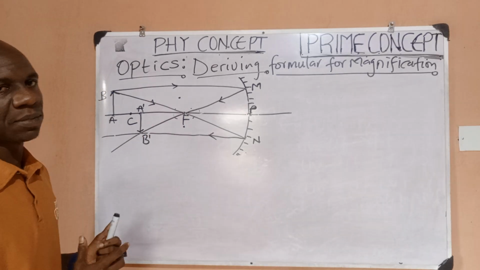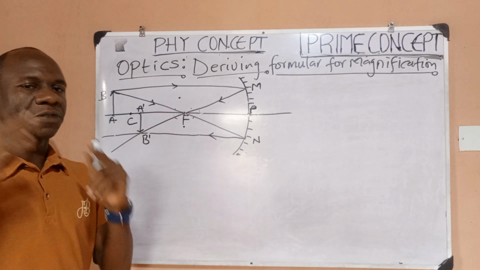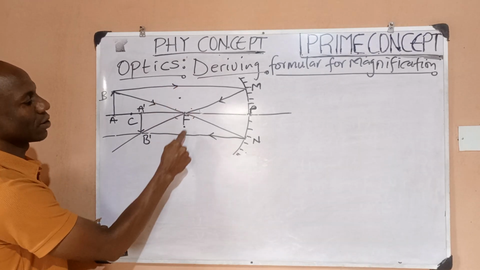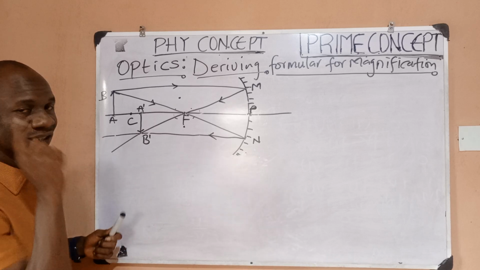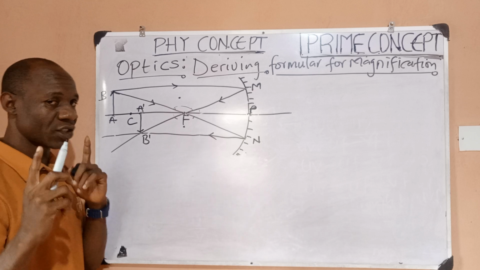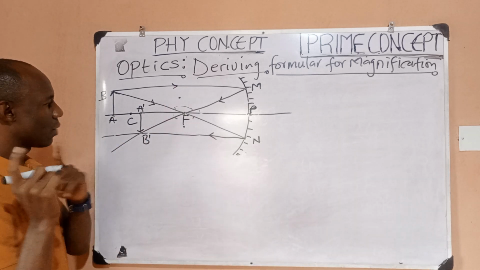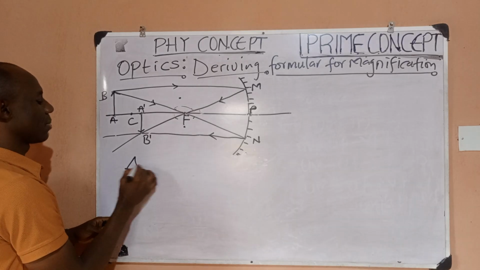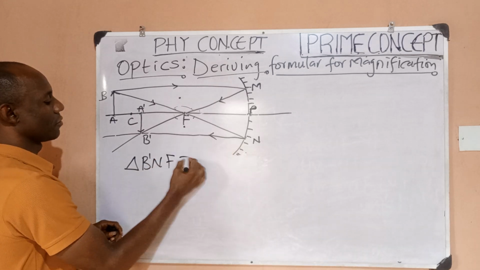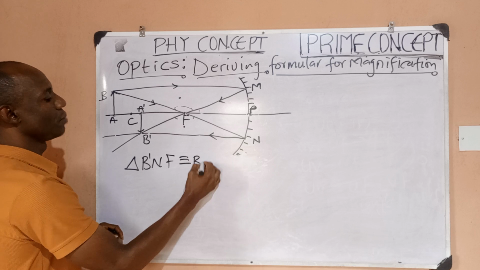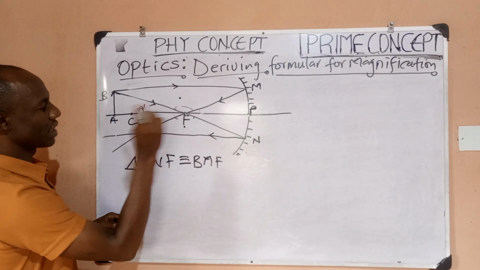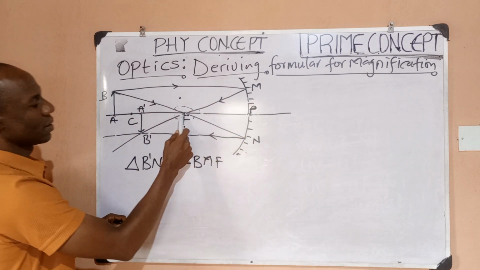Now here is our diagram. We're going to use the idea of similar triangles to do this derivation. I'm going to compare this triangle and this triangle, because they are similar. Why are they similar? This angle and this angle are equal, so these two triangles are similar. Which triangles am I talking about? Triangle B prime N F is similar to triangle B M F.